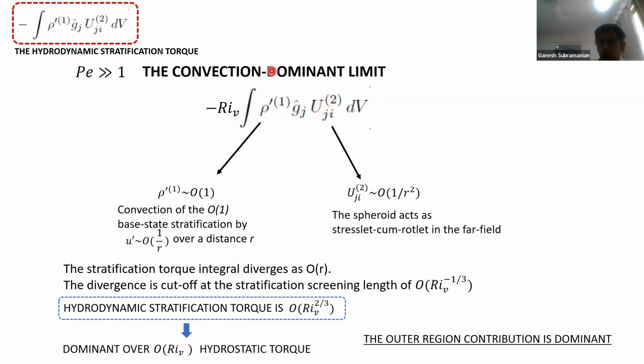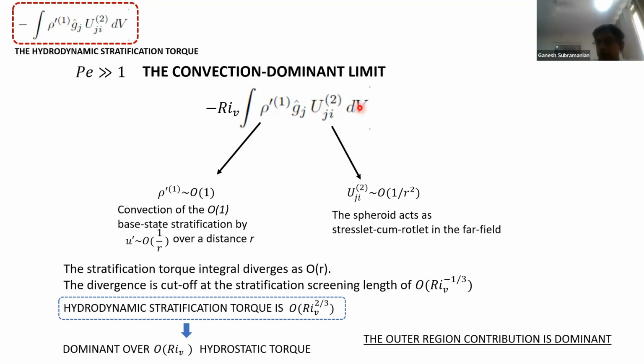Now rho prime, if you notice, is what I originally estimated when I calculated the large Peclet stratification screening depth. And at the time I pointed out that rho prime is independent of R. So in dimensionless terms, rho prime is just order 1, and that comes from the convection of the base state stratification by the order 1 by R Stokesian field over a distance of order R. So rho prime is order 1.